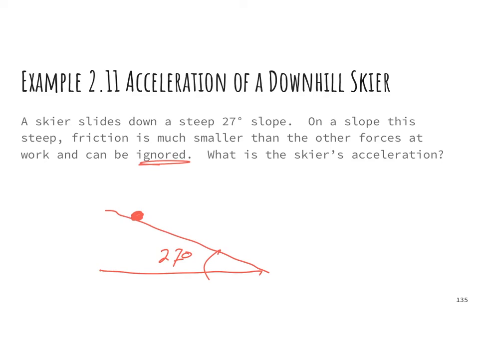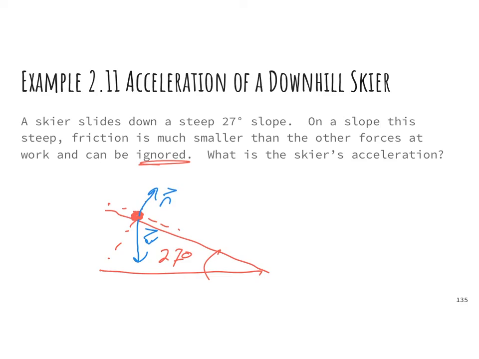So let's think about the forces that are at work. Remember that I am going to tilt my axis so that it goes with the incline. There is a normal force, obviously, that's going straight perpendicular to the surface. The weight force is going to go straight down. So let's get a better visual of that.